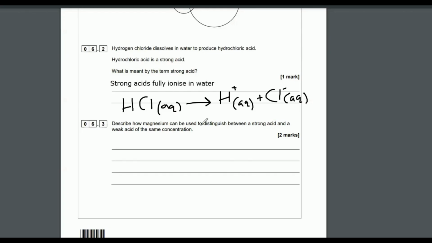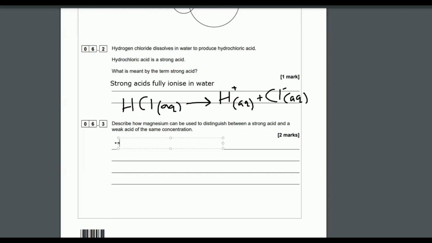6.3, describe how magnesium can be used to distinguish between a strong acid and a weak acid of the same concentration. Well, we kind of already looked at that a little bit by doing the temperature experiment. We could do the temperature experiment that we did with a polystyrene cup and the thermometers. Place a thermometer in 2 sets of the exact same volume of each acid, the strong and the weak acid, add the same mass of magnesium, measure the temperature. The one with the biggest temperature change is going to be the strong acid because it's going to react faster. However, it's going to be more exothermic, so you're going to get more heat given off, higher temperature.